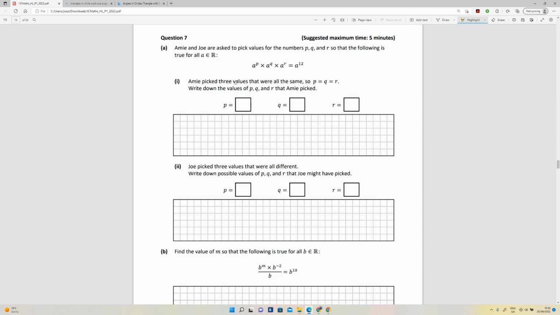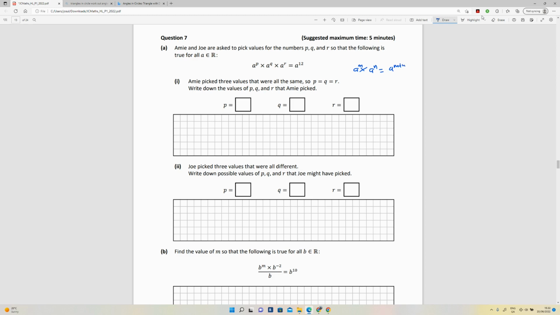Part 1 of this, Amy picked 3 values that were all the same so that P equals Q equals R. Okay, so for this one, we're just going to use the property of A to the power of M by A to the power of N is equal to A to the power of M plus N.